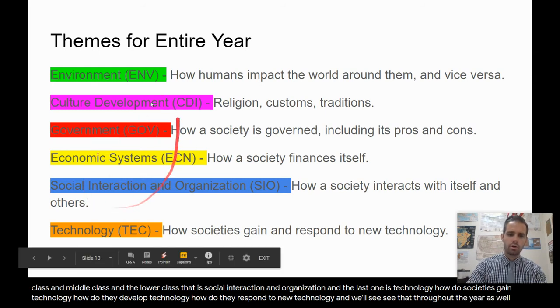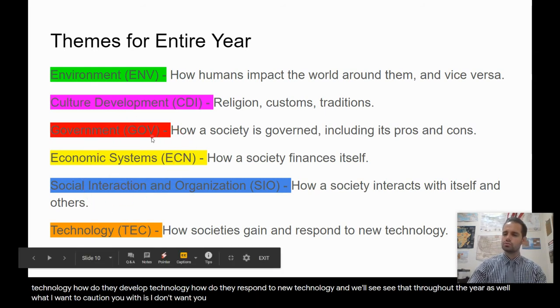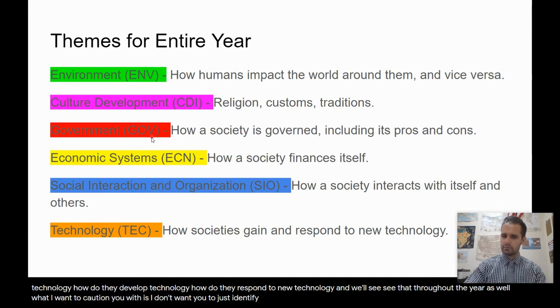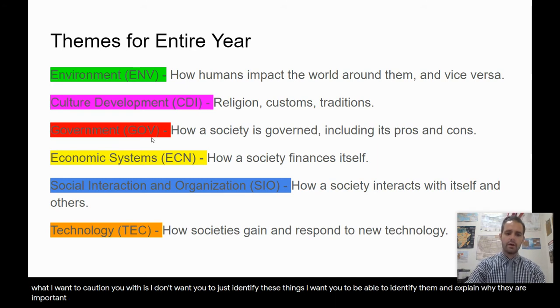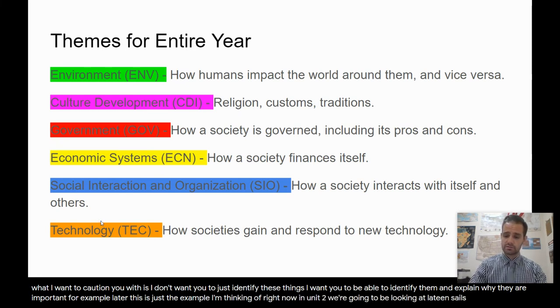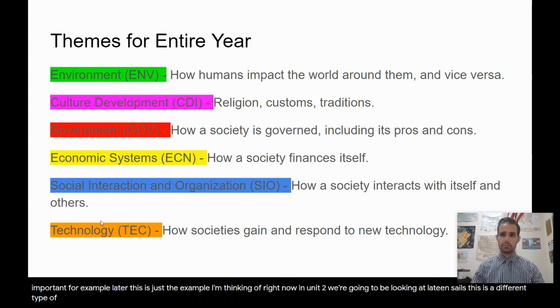What I want to caution you with is I don't want you to just identify these things. I want you to be able to identify them and explain why they are important. For example, later, this is just the example I'm thinking of right now, in unit two, we're going to be looking at Latin sails. This is a different type of sail that was used on ships. If you can identify that, okay, that's good. But if you can't do any more than that, you're not going to do well on the exam.